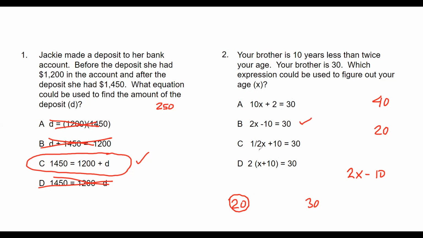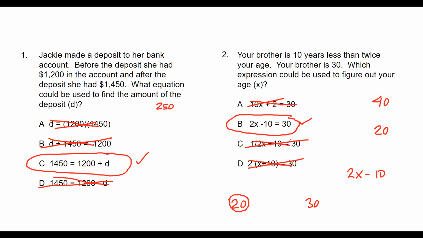So let's go on and check some of the others. C, 1/2 of 20 plus 10. 1/2 of 20 is 10. 10 plus 10 is only 20. It's not 30. So we'll cross that one out. We already crossed this one out. And option D, 20 plus 10 is 30. Times 2 is 60. 60 is not equal to 30. So answer B seems to make sense.